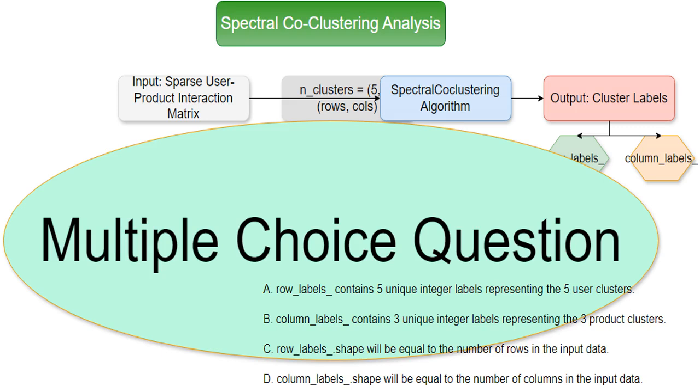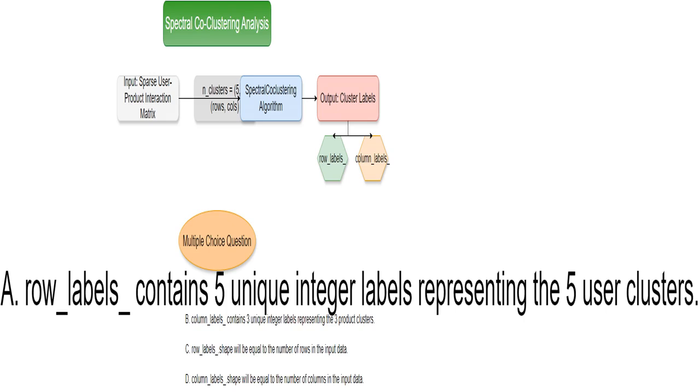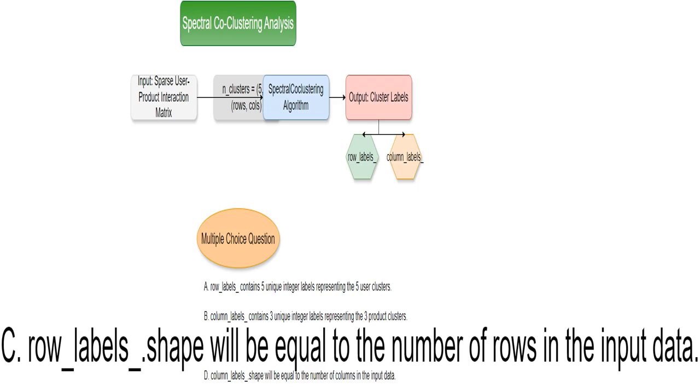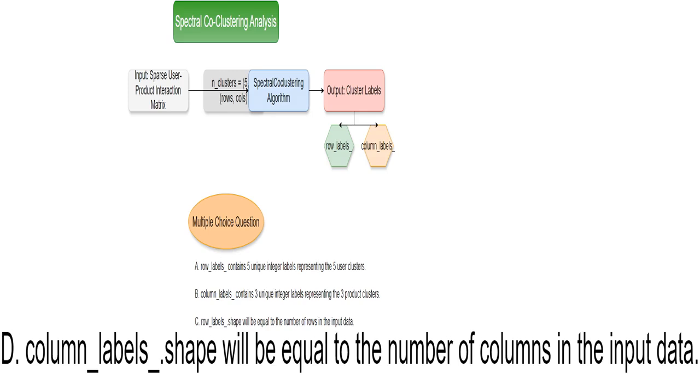I have a multiple choice question to test your understanding of the co-clustering results. This statement checks if I correctly assigned each of my 5 user clusters a unique number. This statement checks if I correctly assigned each of my 3 product clusters a unique number. This statement verifies that the number of labels for users is equal to the number of users in the data. This statement verifies that the number of labels for products is equal to the number of products in the data.